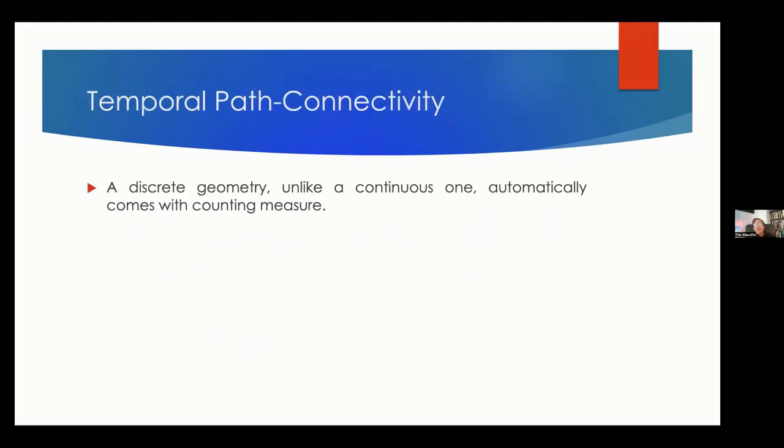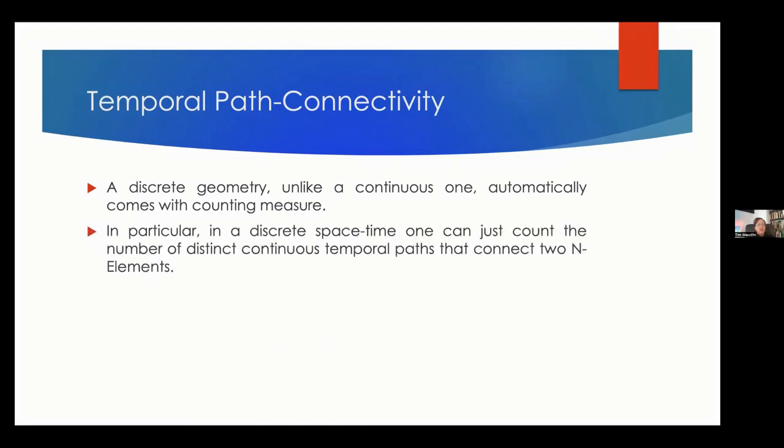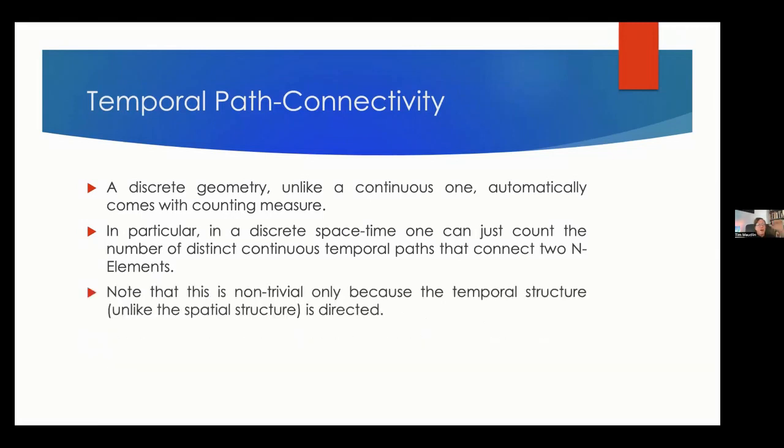So this is going to turn out to be an absolutely essential quantity in this theory. In this discrete theory, you have a counting measure. You can count the number of continuous paths that connect any two points or any two n elements. And that's going to give you a finite number. Could be 0, could be 1, could be any finite number above that.